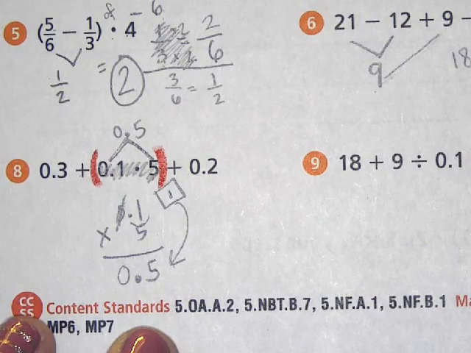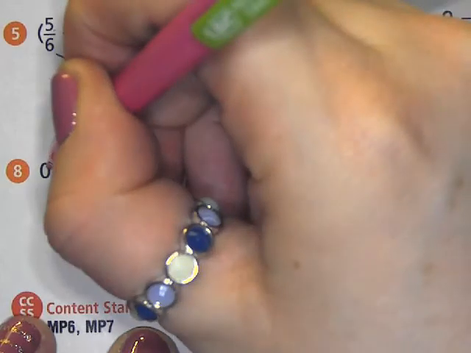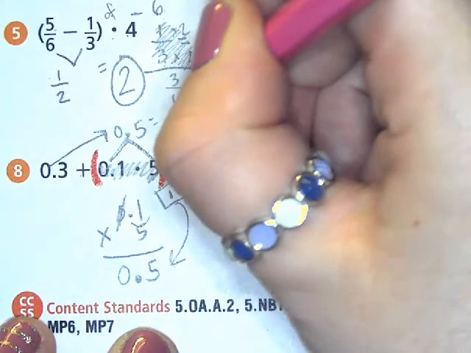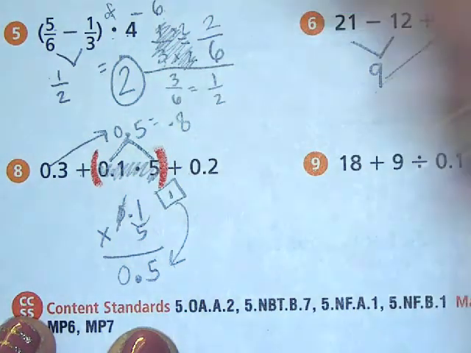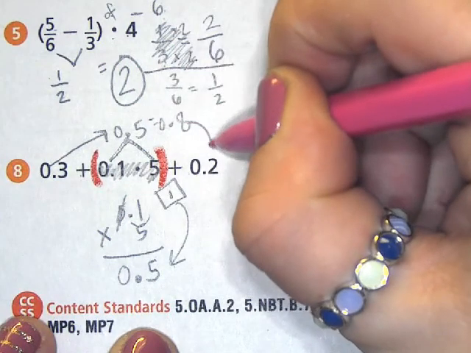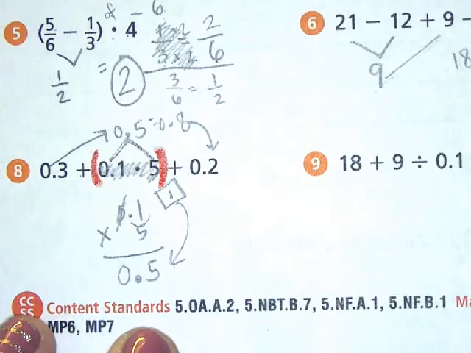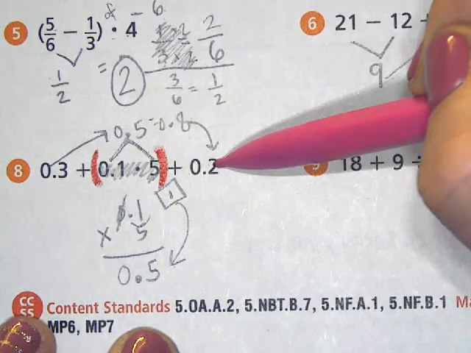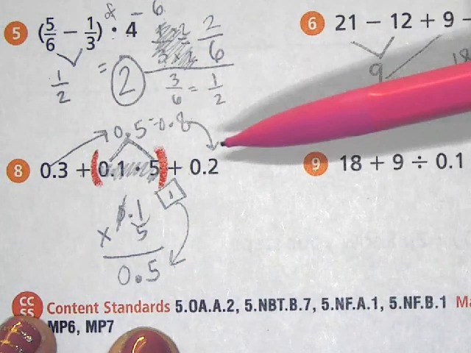So I'm done with parentheses, and now I look at what operations are left. Add and add. Sweet. Work left to right. Use your brain. Don't stack these up. I know you can do this. 0.3 plus 0.5 is 0.8. Yeah? It's 0.8 technically. Now keep connecting.